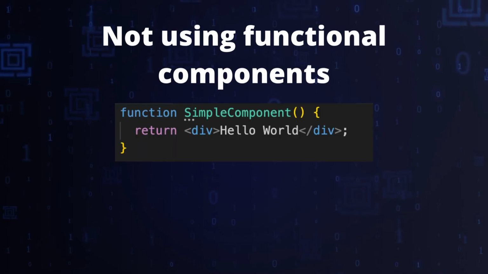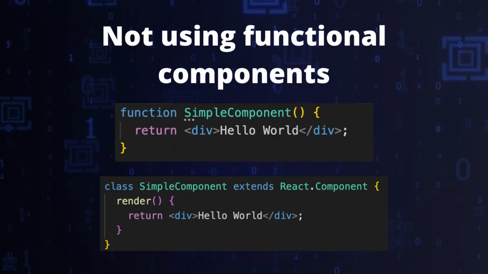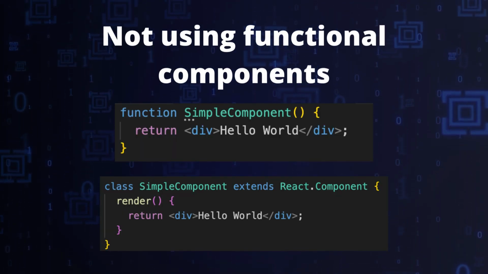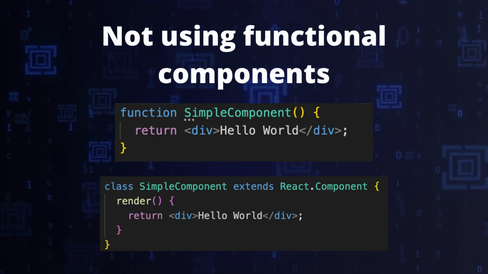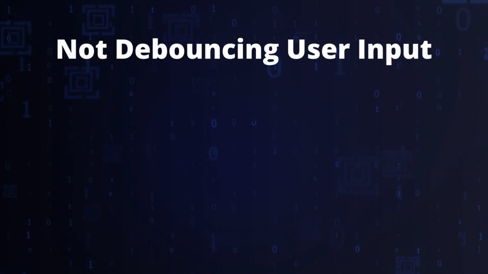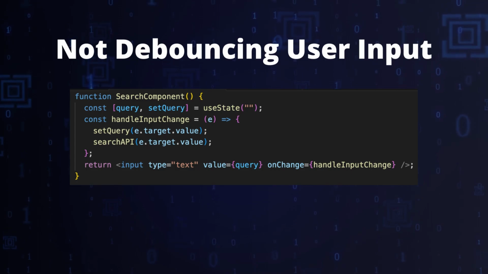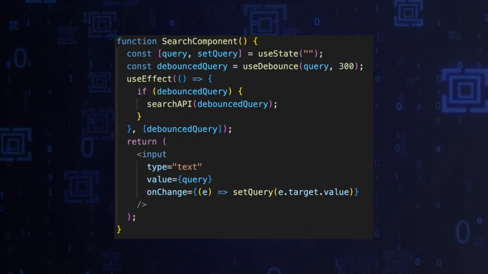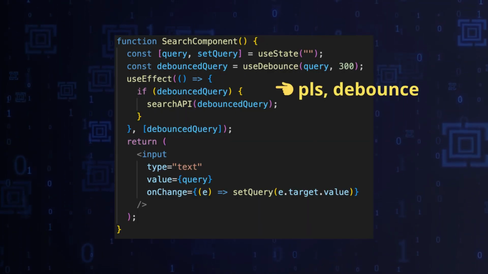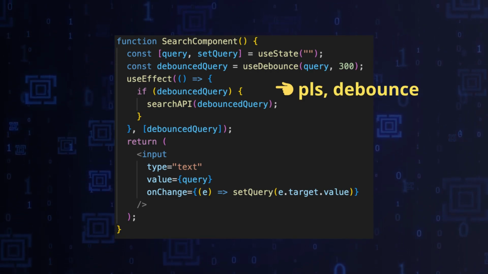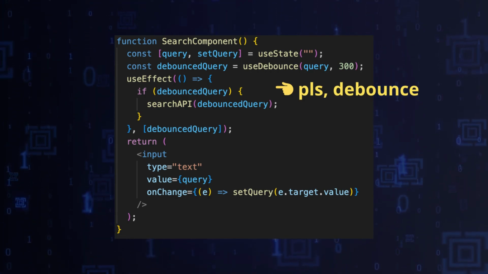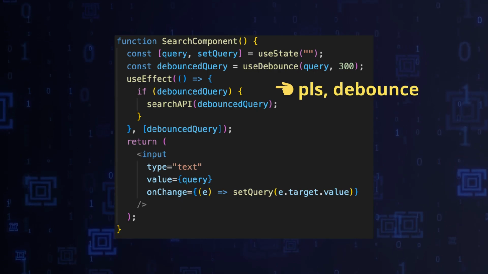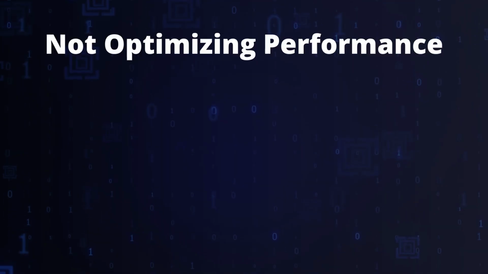If you are not using functional components, you are probably in love with staying behind. Leave class components and be more functional. Next time, please debounce API calls. Implementing some delay can reduce unnecessary calls, save money, and improve the performance of an application. Be smart and do not call the API every time you press a key on the keyboard.